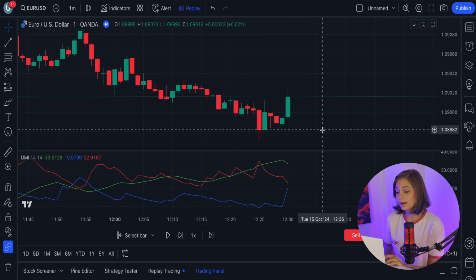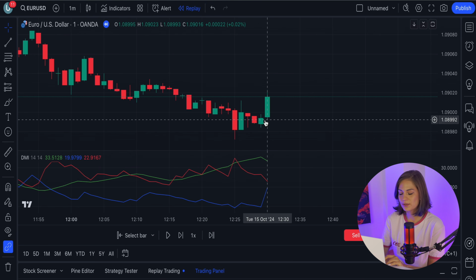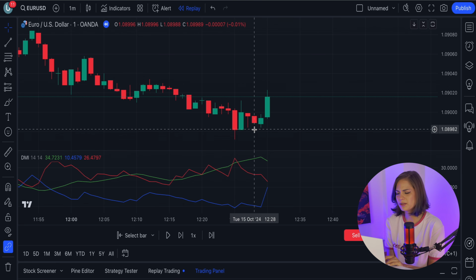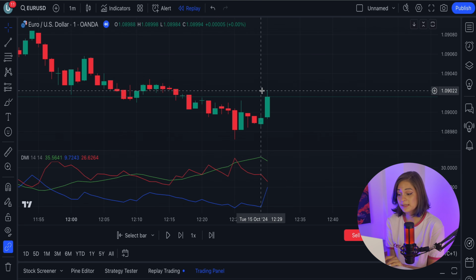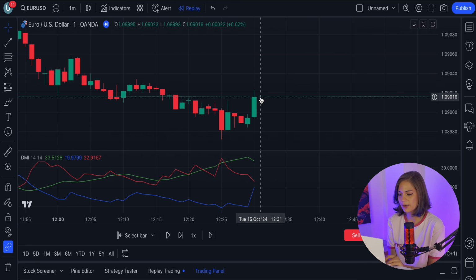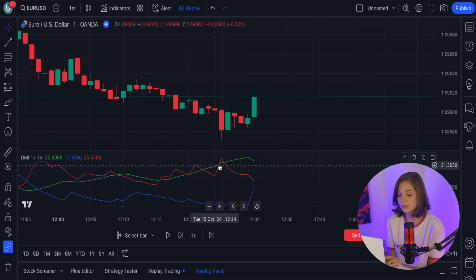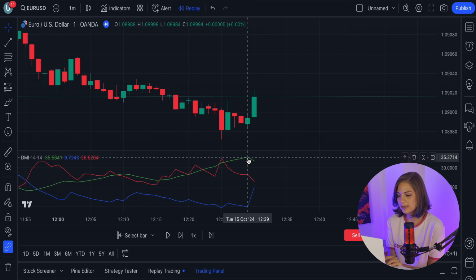Okay, let's talk about the examples of the strategy. So right here we see a really long downtrend, and right now price actually is changing the direction. First things first, we'll look at the ADX indicator, so the green line, and in this case it is around the 35 level, so it's a really strong trend.